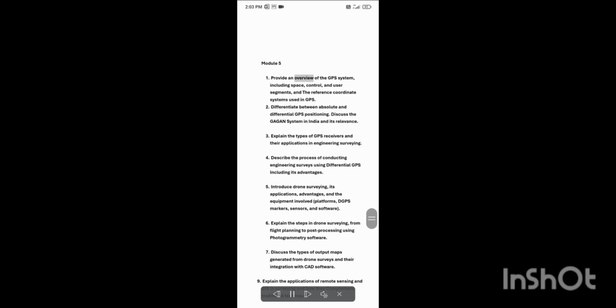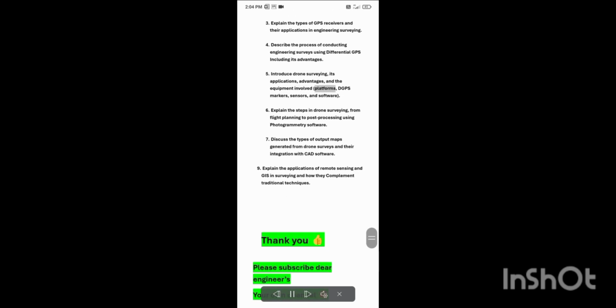Provide an overview of the GPS system, including space, control, and user segments, and the reference coordinate systems used in GPS. Differentiate between absolute and differential GPS positioning. Discuss the GAGAN system in India and its relevance. Explain the types of GPS receivers and their applications in engineering surveying. Describe the process of conducting engineering surveys using differential GPS, including its advantages.